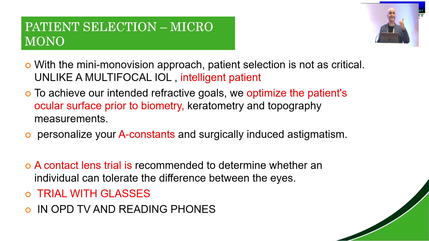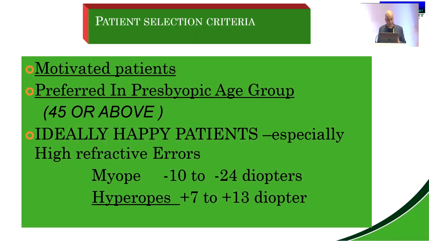Make sure your patient is intelligent when you're planning a micro monovision or a monovision. You've explained it to them, do a contact lens trial or even a spectacle trial on a trial frame to make them understand what it means, because sometimes they will come back and haunt you. They may have said yes in eagerness that, okay, we are okay with micro monovision or monovision, but once you have operated them, they will come and bother you. Ideally, I would take any patient above the age of 45.